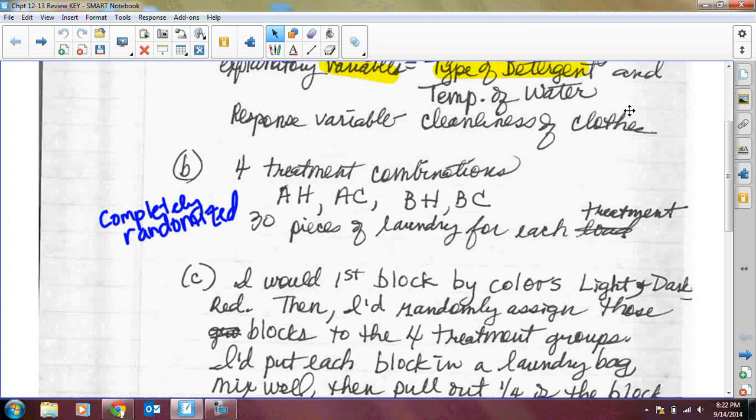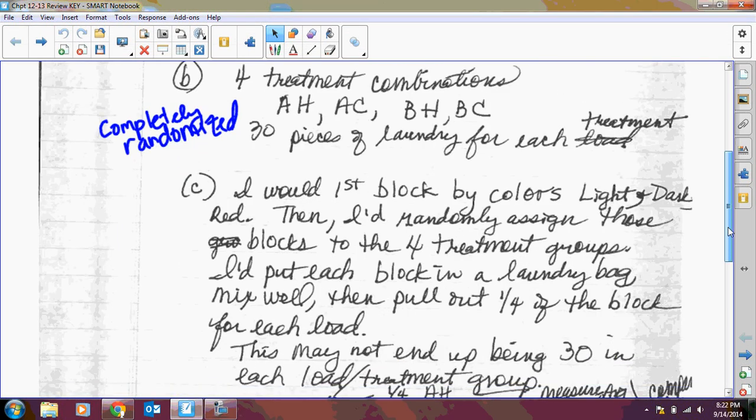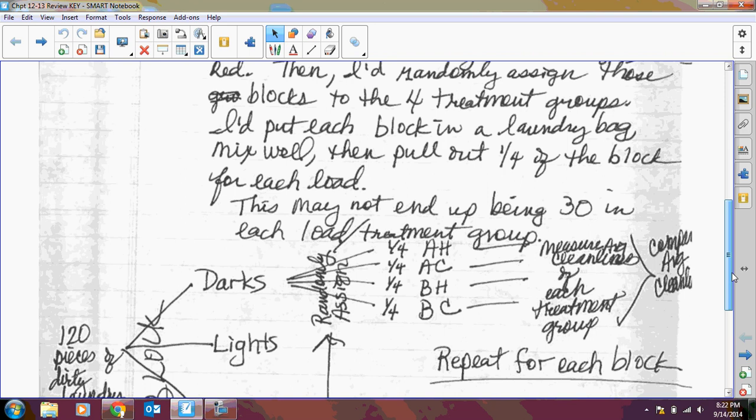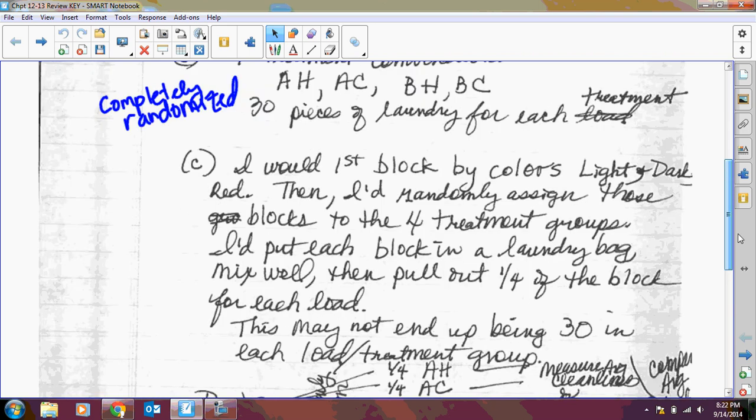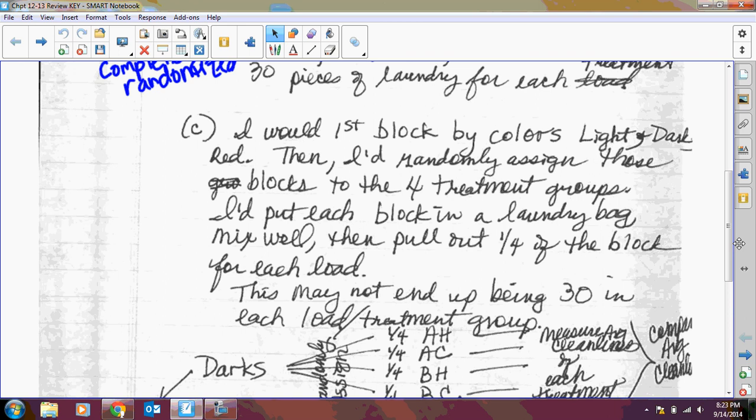So if there's 120 pieces of laundry, then if you did a completely randomized design where you just straight out put them into the treatment groups, that's 30 pieces of laundry for each treatment group. Now, it asks then for you to do some kind of design. And so here's what I decided to do. And again, you may have decided to block by a different method. But what you have to do, if you choose to block, is you are deciding to take a trait that the subjects came into the experiment with.